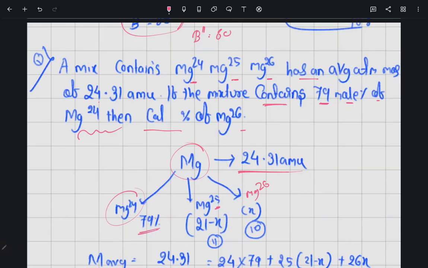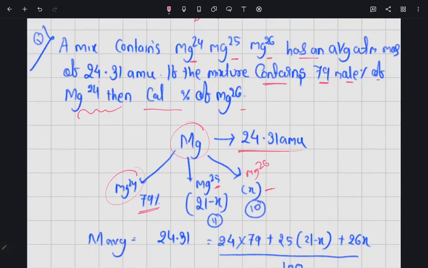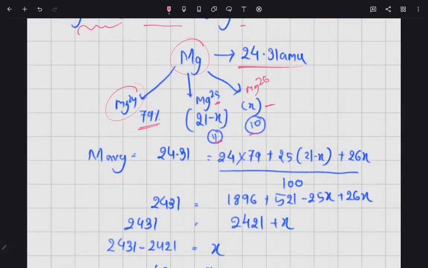So I've taken Mg25 as 21 minus X and Mg26 as X, because X is asked. So 79% is Mg24, this is 21 minus X, this is X. The answer will be around 11 and 10. How? We'll see. M average 24.31 is equal to (24 into 79 plus 25 into (21 minus X) plus 26X) divided by 100.